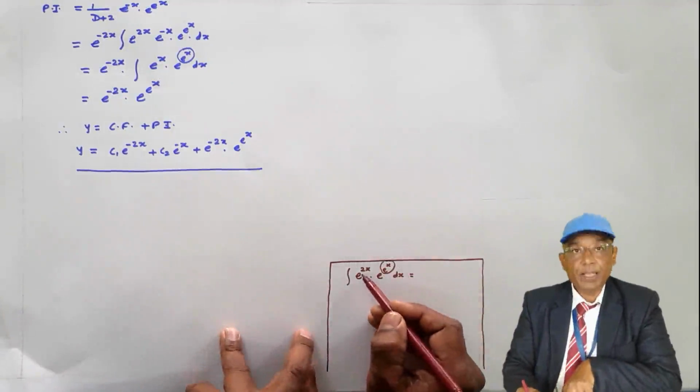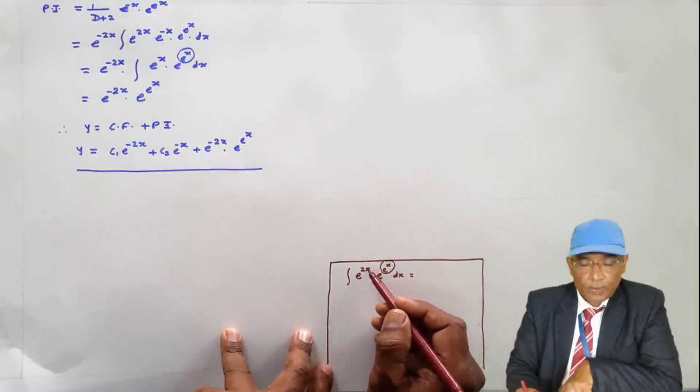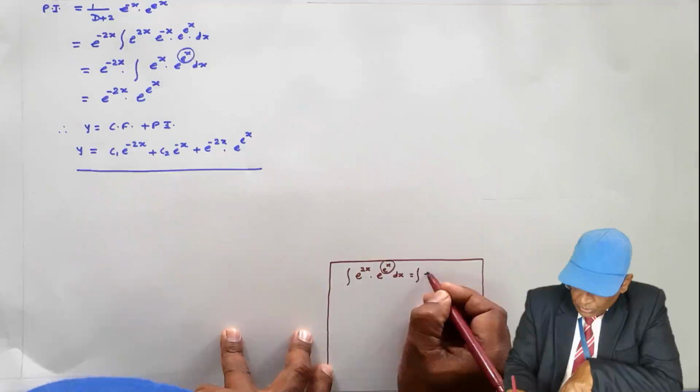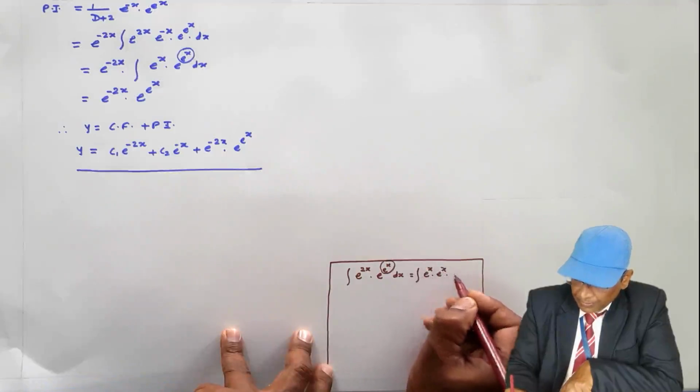E to the power x. The derivative of e to the power x is e to the power x. But here we have e to the power 2x. So what am I going to do? I am breaking e to the power 2x like this.